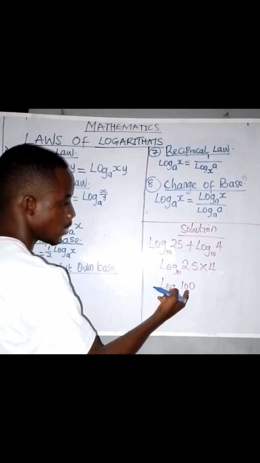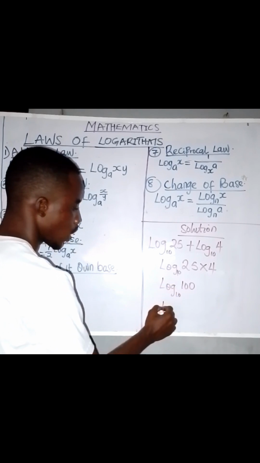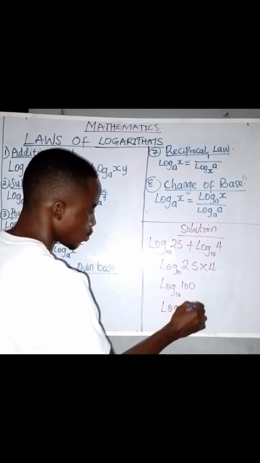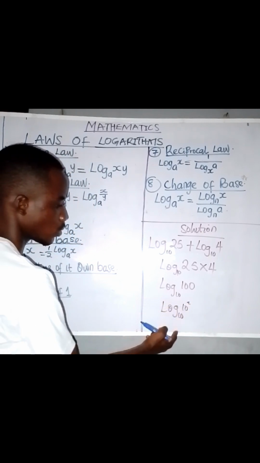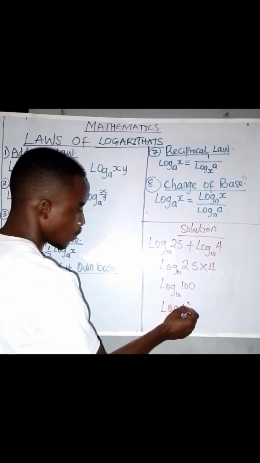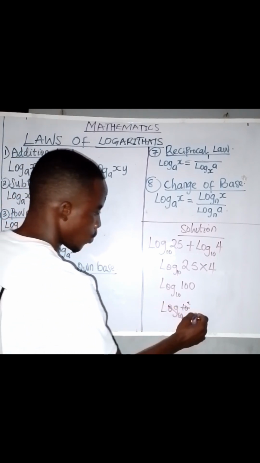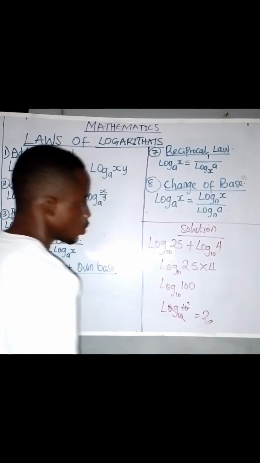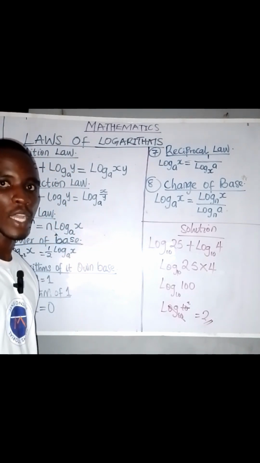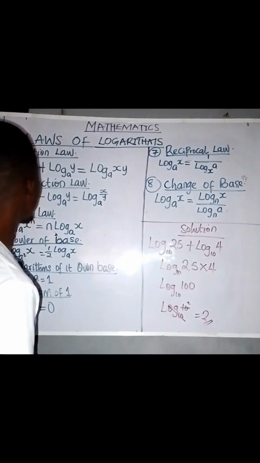Now I have to make them the same base. So I can simply do it this way: log 10 of 100 is 10 raised to the power what? 2. 10 raised to the power 2 means 10 times 10, which is 100. So the 10 removes the log, and my final answer is 2. This is the addition law under logarithms.